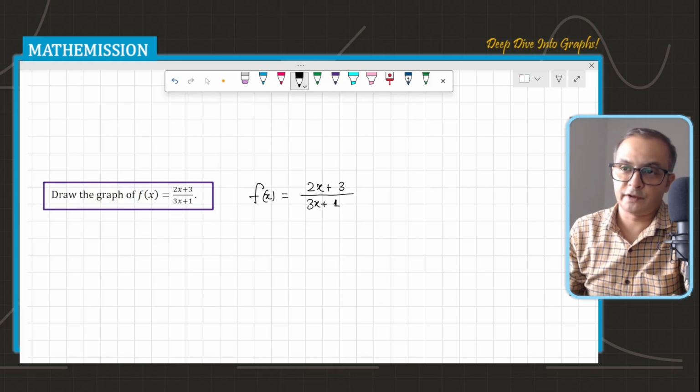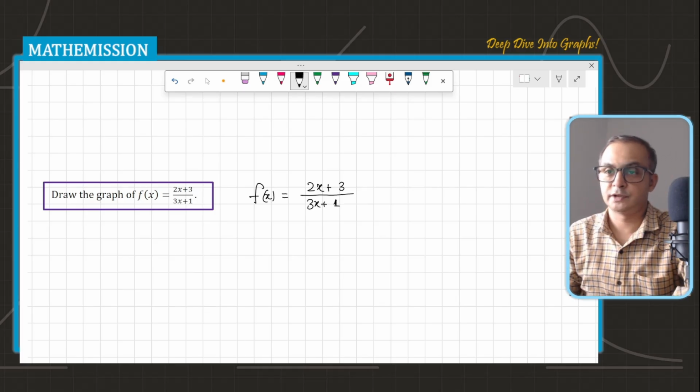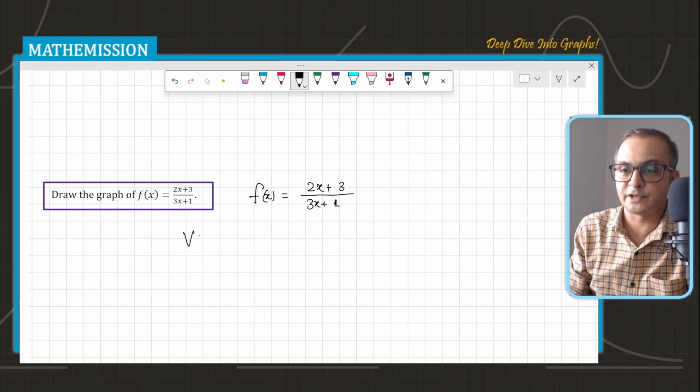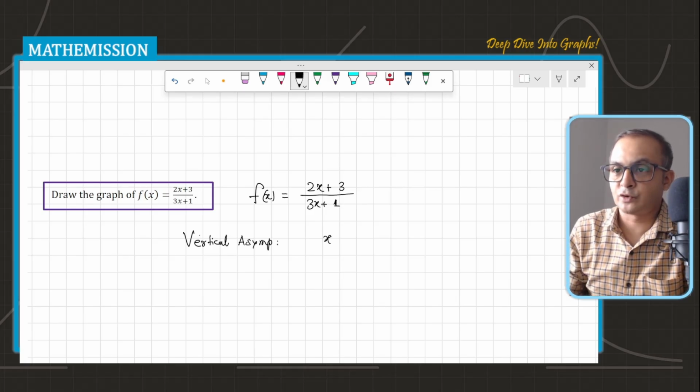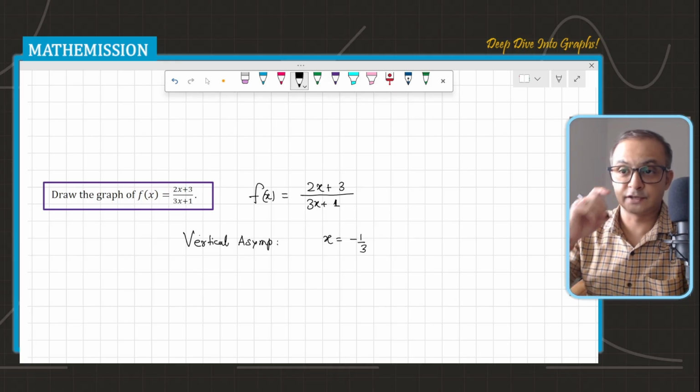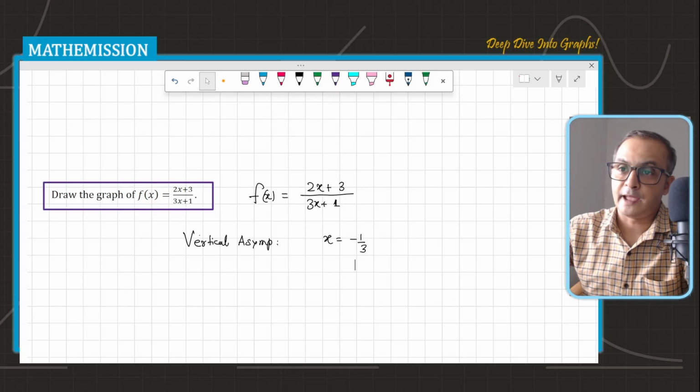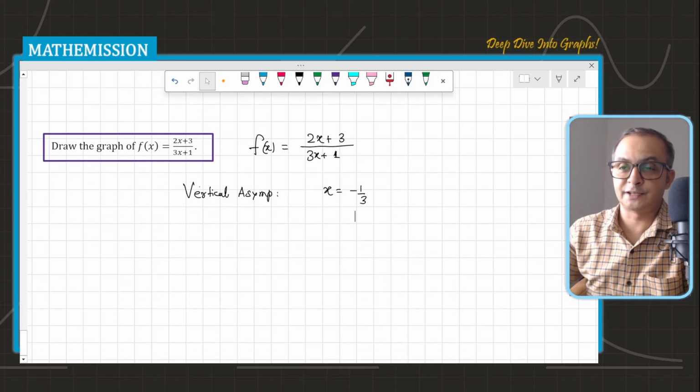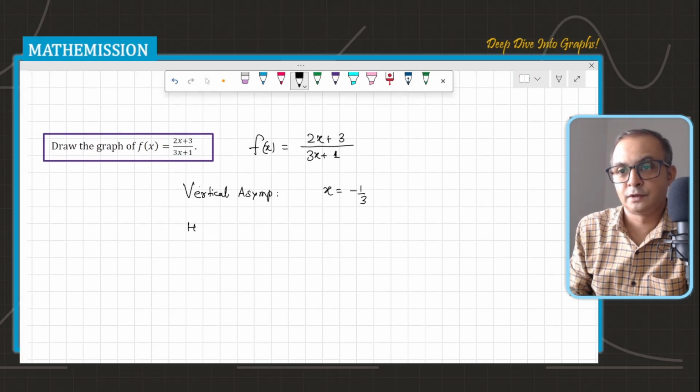So first of all, we will check the vertical asymptote, and for the vertical asymptote, I'm saying the denominator cannot be 0. So at x equals to minus 1 by 3, you can see the denominator is 0. Therefore, this is the vertical asymptote. And we also find the horizontal asymptote. I will show you how, but let me just give you some calculus way.